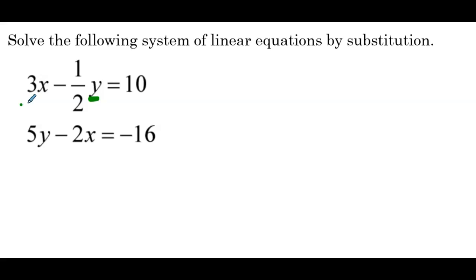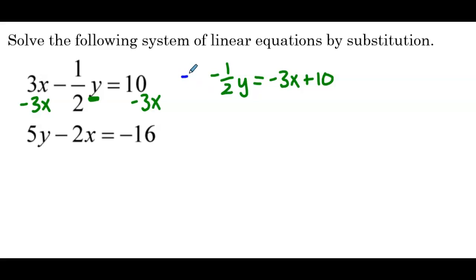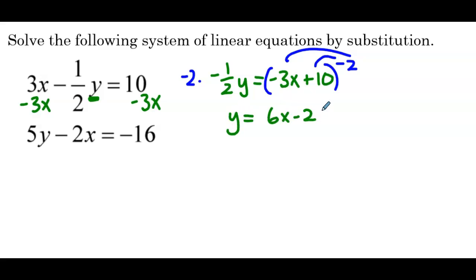So first thing, we can subtract 3x on both sides. We'd have negative 1/2 y equals negative 3x plus 10. We can multiply both sides by negative 2. Now remember, we have to multiply both of these terms on the right by negative 2 to distribute that in. So we'd have y equals 6x minus 20.